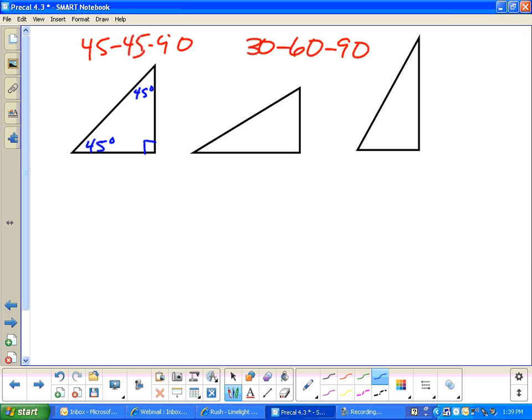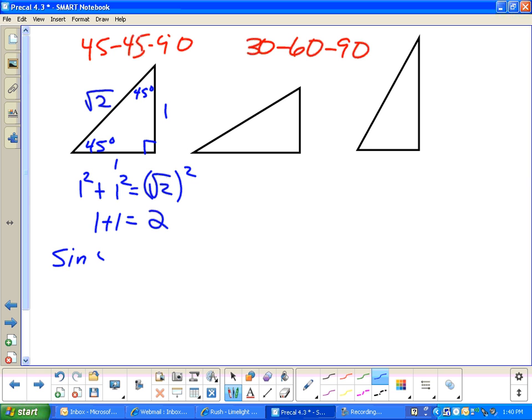It is important to have these memorized, that if this side is 1, then that side's got to be 1, and using the Pythagorean theorem, you can come up with the hypotenuse being the square root of 2, because 1 squared plus 1 squared equals the square root of 2 squared, namely 1 plus 1 equals 2. And from there we get the basic trig functions, that the sine of 45 degrees is equal to 1 over the square root of 2.